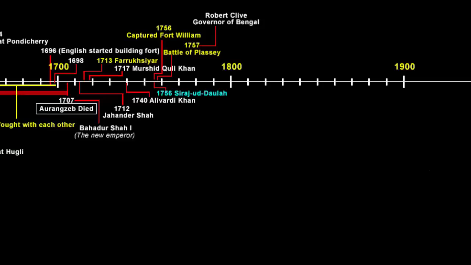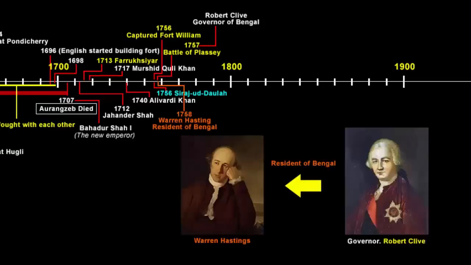So in 1758, Governor Robert Clive chose Warren Hastings as the British resident in the Bengal capital of Murshidabad. Now this person, Warren Hastings, was one of the prisoners who was held by Siraj-ud-Daulah's forces when they captured Fort William at Calcutta in 1756, due to which the Battle of Plassey took place in the following year.